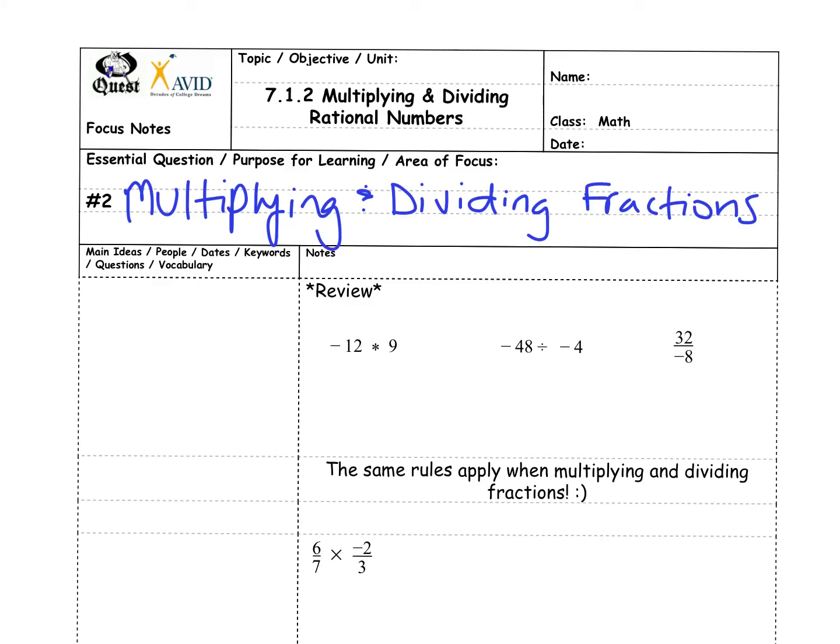Today's lesson is lesson number 2, multiplying and dividing fractions. To start today, there's a review. We'd like you to pause the video and answer those 3 problems, and then come back and check. Remember, when we're working with positive and negative integers, when we multiply or divide, we have that checkerboard or tic-tac-toe board to help us remember what kind of sign they're going to equal. So pause and then come back to check.